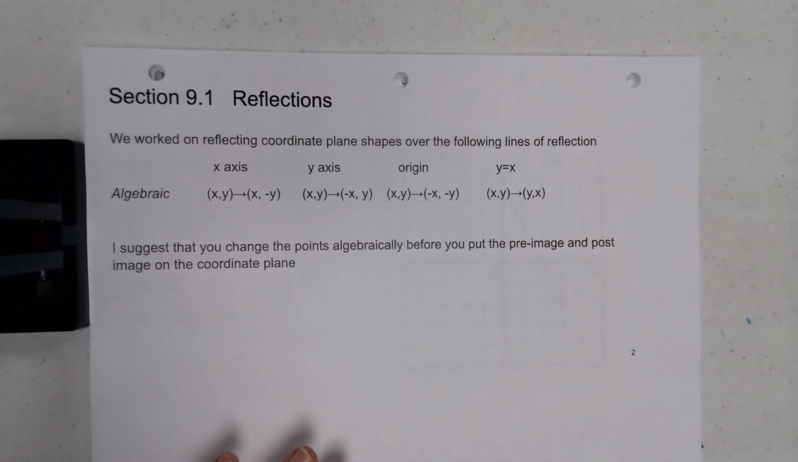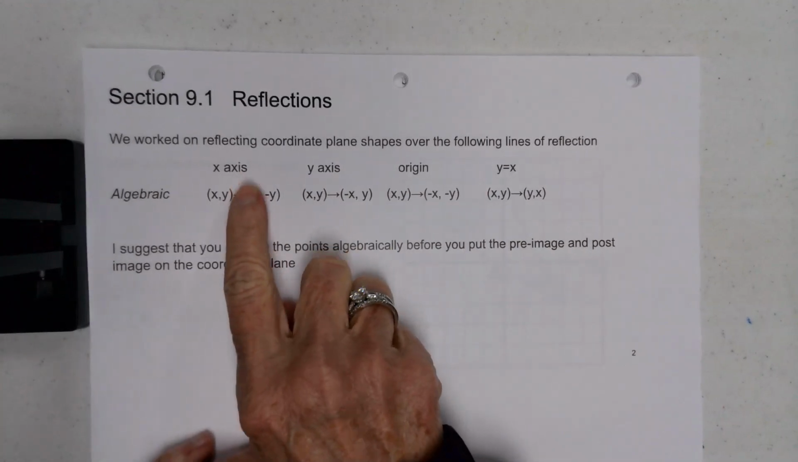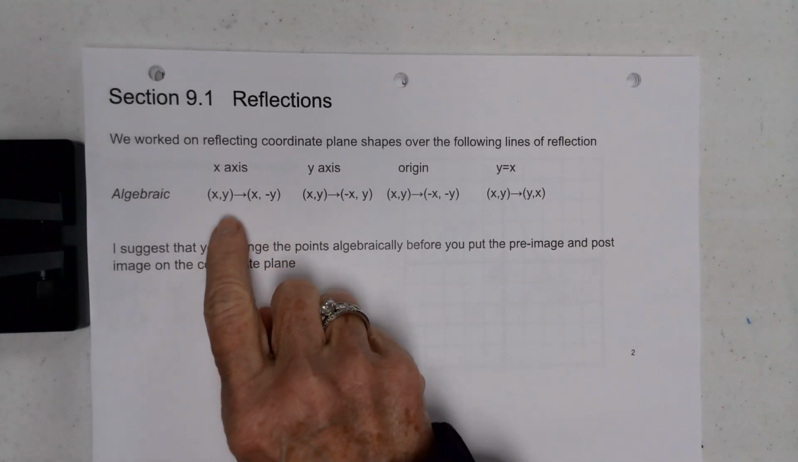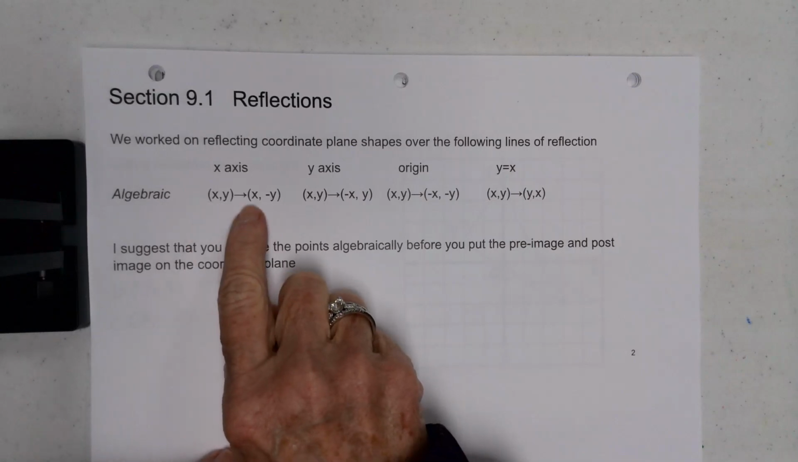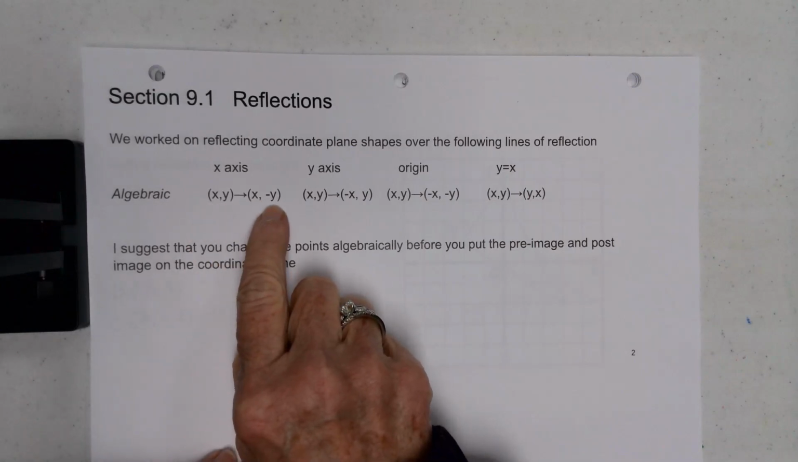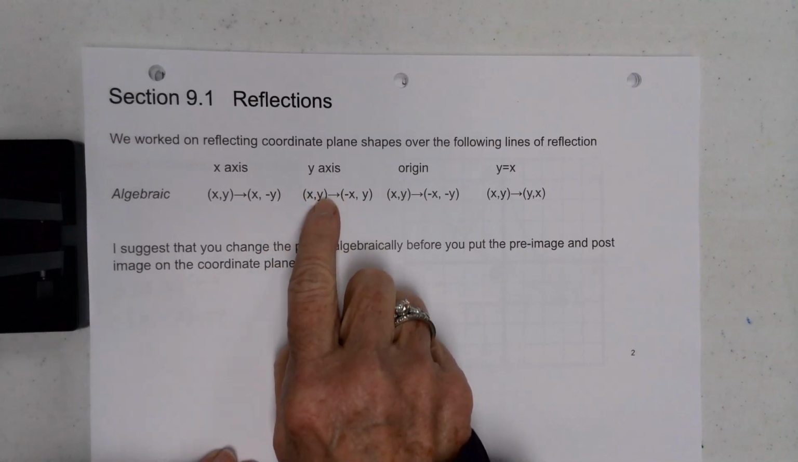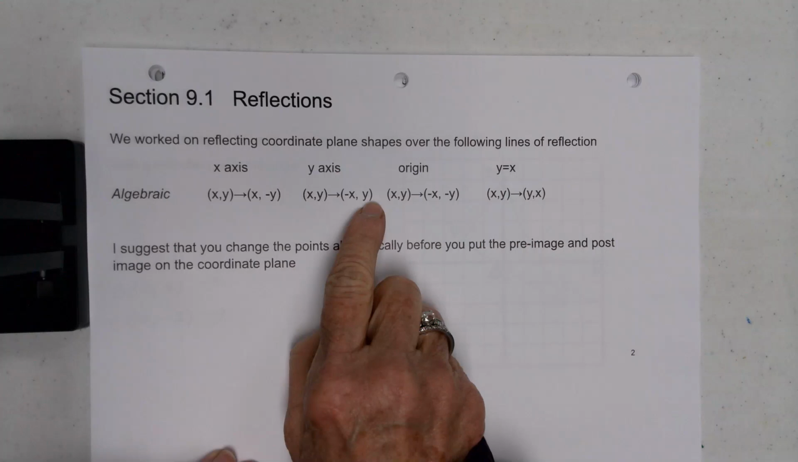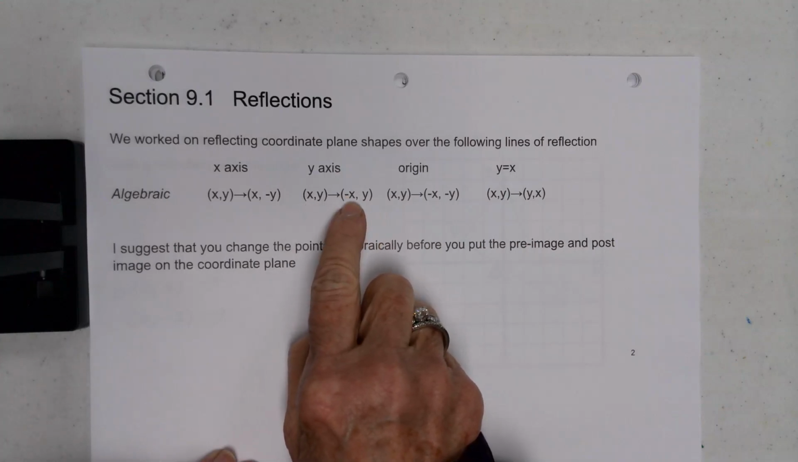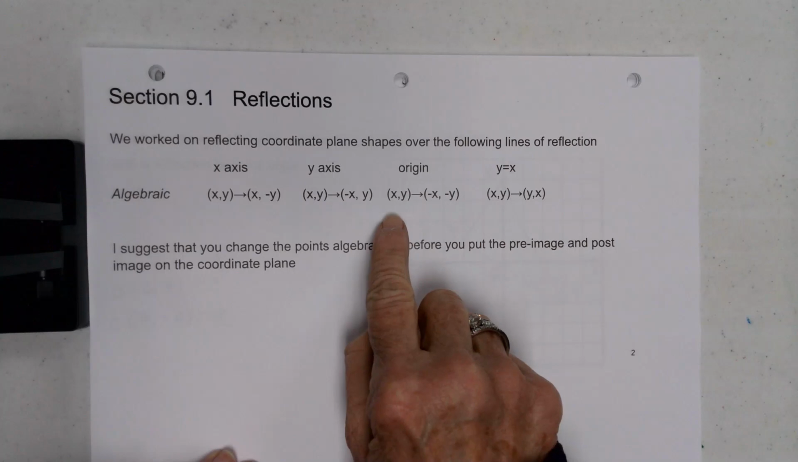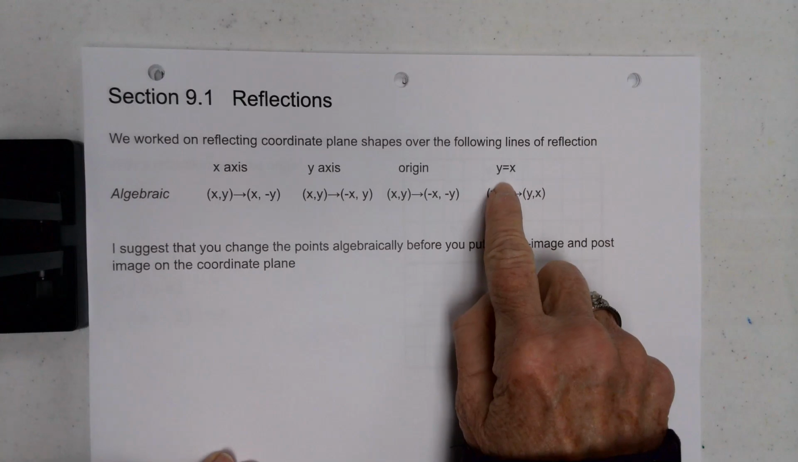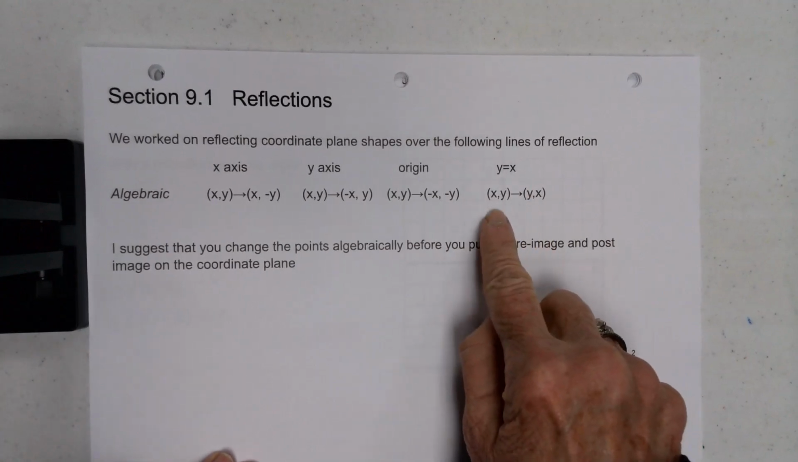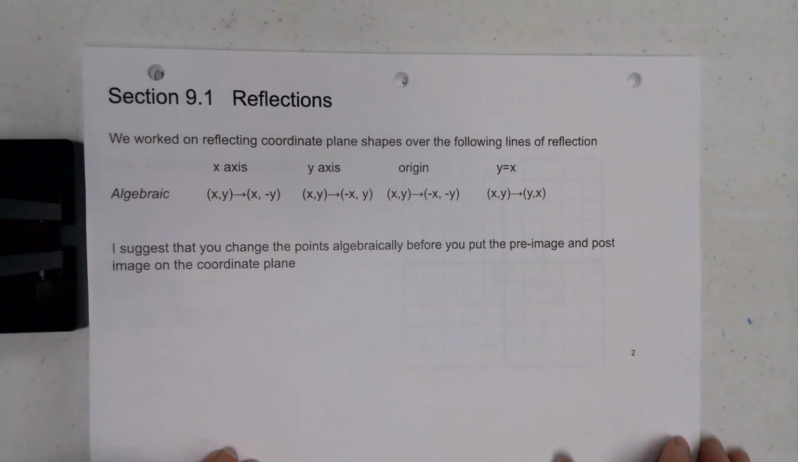And we talked about 4 different types of lines of reflection. We talked about the x-axis to figure out the ordered pair. When you reflect something over the x-axis, you leave the x alone and take the opposite of the y. If you're reflecting over the y-axis, you leave the y alone and take the opposite of the x. If you're reflecting over the origin, you take the opposite of both the x and the y. And if you're reflecting over y equals x, you switch your x and y values.